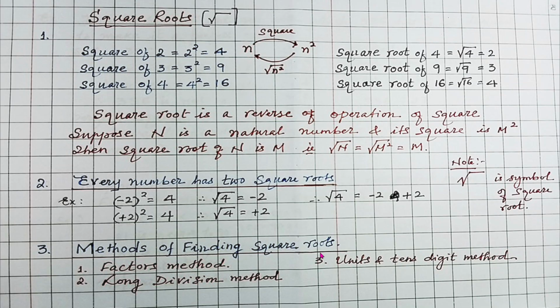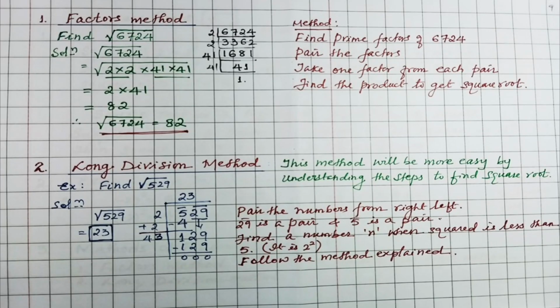Now there are different methods of finding square root of numbers. We have got the factors method, the long division method, and the units and tens digit method. Now let us learn the methods one by one. The first method is the factors method, and in this method, as the title very clearly tells us, we have to find the prime factors of the given number.